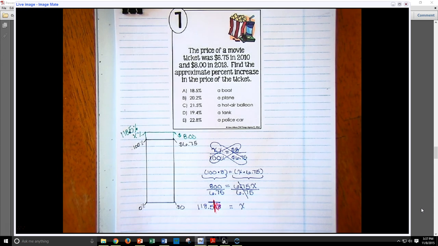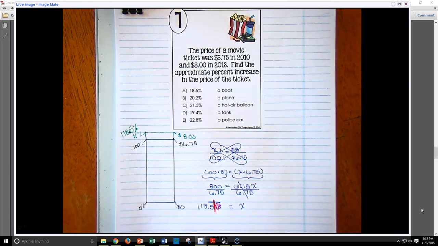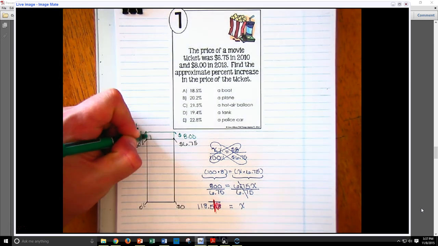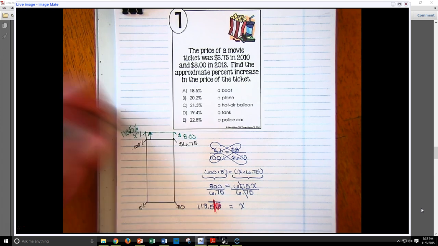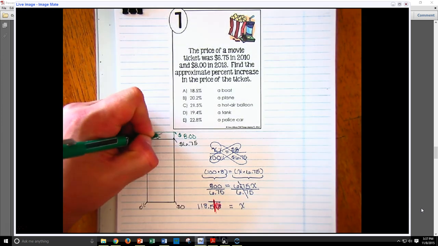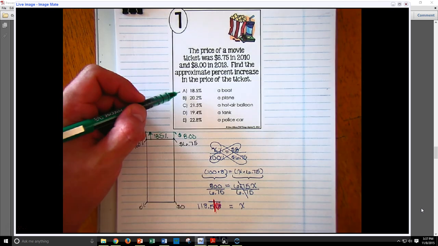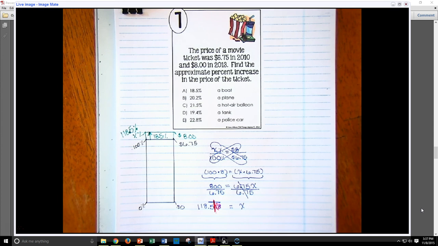But the question is, what is the approximate percent increase? How much did it go up? Well, if I was at 100 and now I'm at 118.5, I had an increase of 18.5%. It's just the difference, you subtract. And that is also the same choice I have for A up there. So I know my math worked out pretty good. I would hope so, considering I'm the teacher. But this is not math you can't handle either.